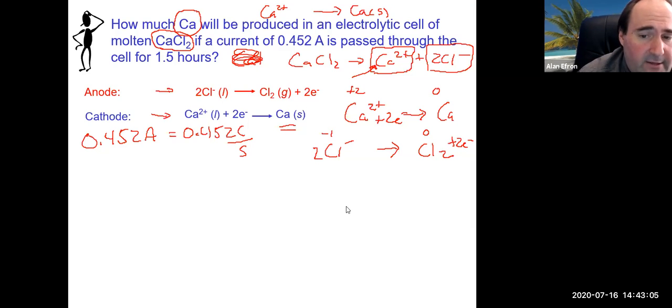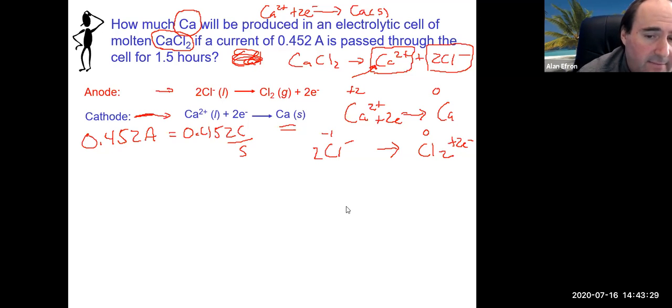You can see that calcium is going from plus two to zero, which means it's going through reduction, which means it has to gain electrons. The plus two means that it lost two electrons, so in order to get back to its original state, it needs to gain two electrons. And this is your classic reduction reaction, or your cathode, which is what we see down here.